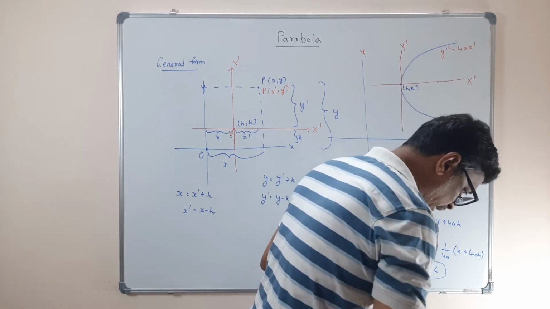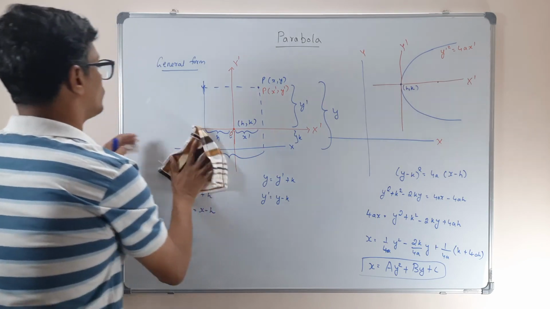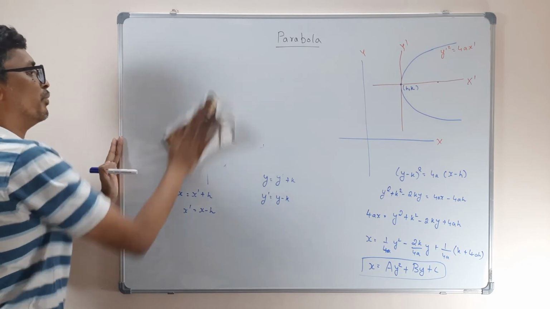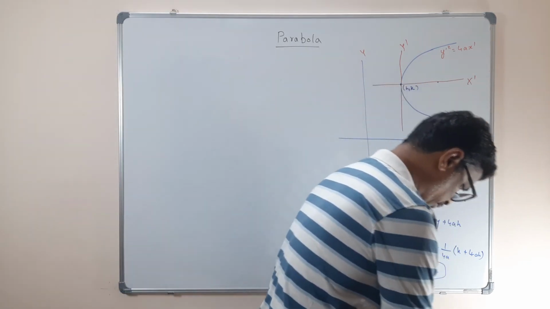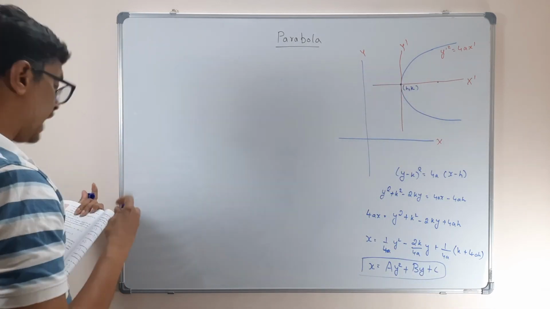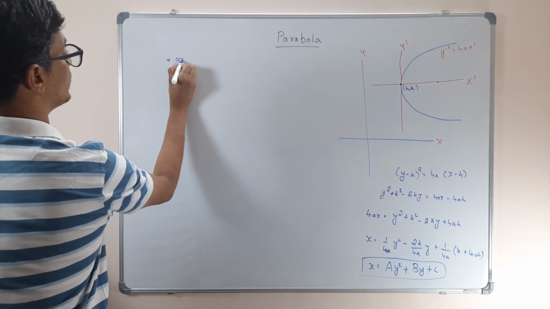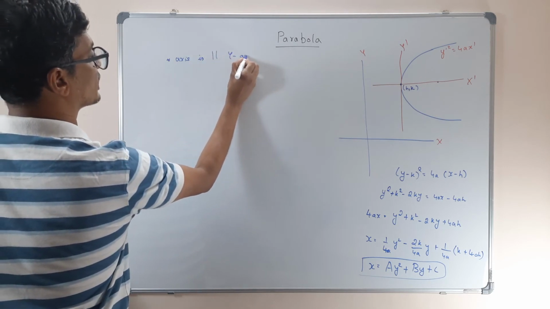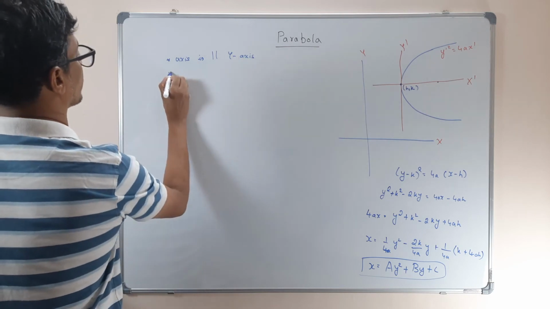Obtain the equation of the parabola. Let me write down this problem. You have to find the equation of the parabola with its axis parallel to the y-axis. The axis is parallel to the y-axis and the vertex is at h comma k.